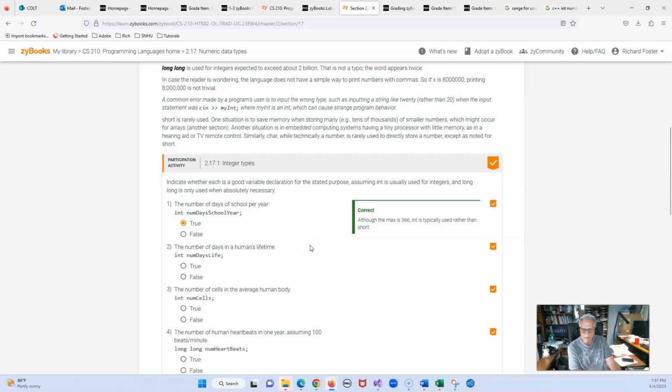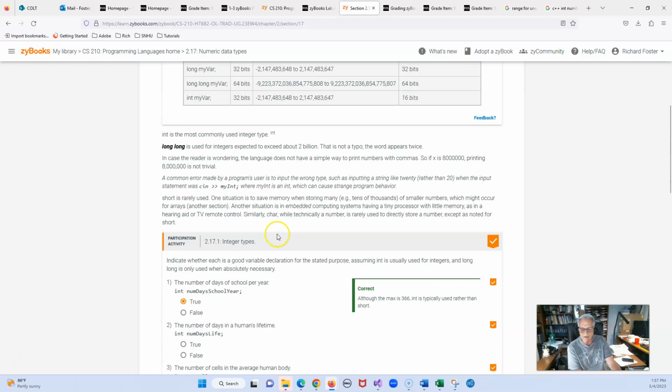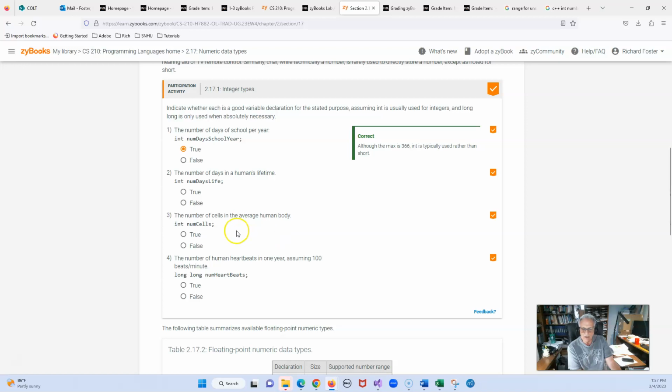And the number of days in a human's lifetime. Well, I'm hoping that the number of days in a human's lifetime is within an integer. Let's see what it can be up to. So this is technically an integer, and so we can go up to 2 billion. I don't know of anybody that is 2 billion days old. So let's just go and see what this has to say.